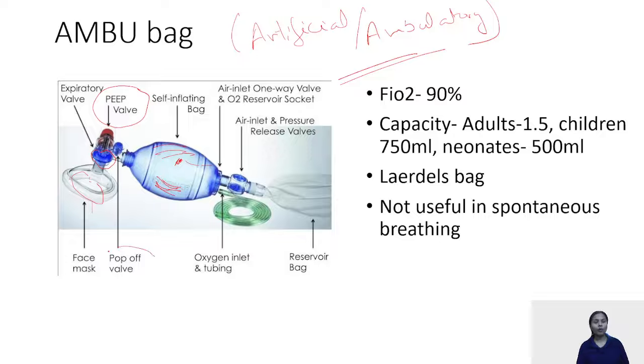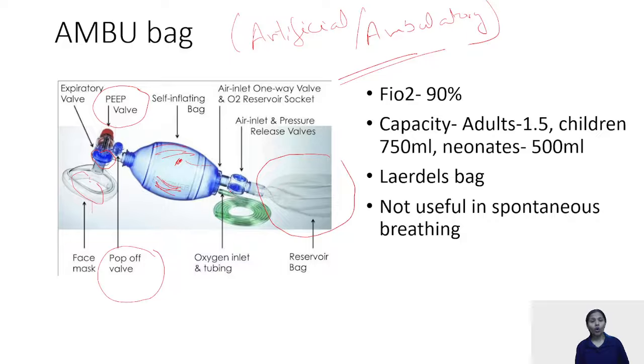We have a pop-off valve. Suppose extra pressure of more than 40 centimeters of water is developed in your self-inflating bag. The extra pressure which is delivered can be popped off using your pop-off valve. Then we have a reservoir bag which is attached basically to increase the FiO2 which can be delivered.